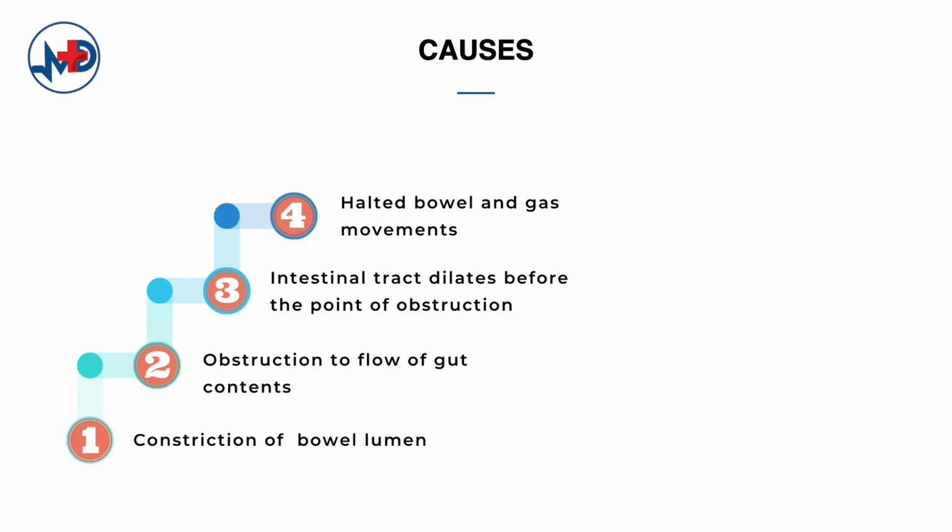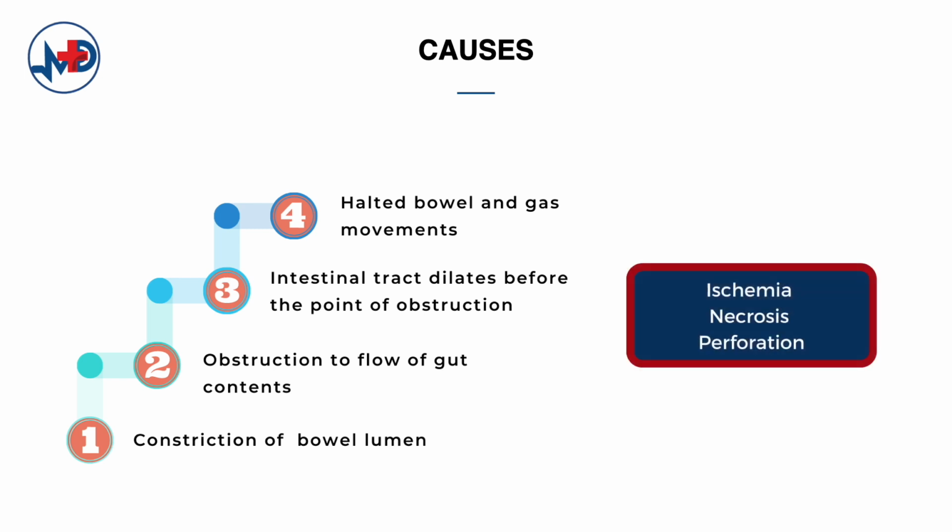The area before the point of obstruction, the intestinal tract, dilates as it fills with intestinal secretions and swallowed air. Failure of intestinal contents to pass through the intestinal tract leads to a halted bowel and gas movement. Ongoing dilation of the intestine increases luminal pressures, and when luminal pressures exceed venous pressures, loss of venous drainage causes increasing edema and hyperemia of the bowel. This eventually may lead to compromised arterial flow to the bowel, causing ischemia, necrosis, or perforation.